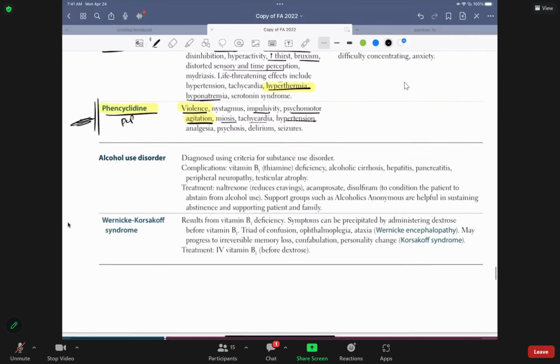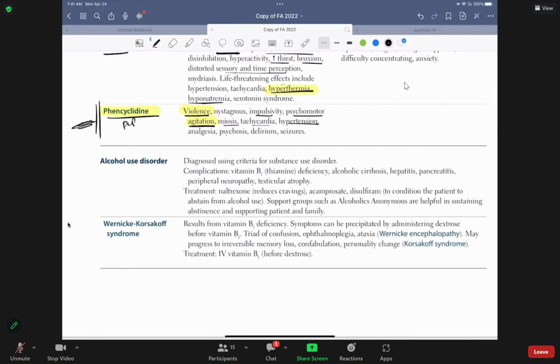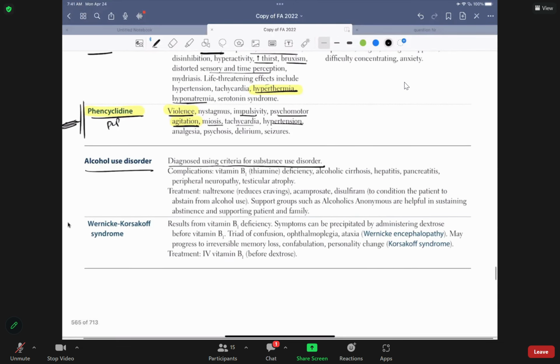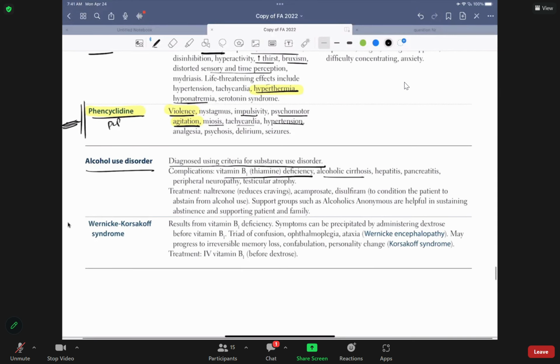Now, let's go to alcohol use disorder, okay? Alcohol use disorder is diagnosed using the criteria for substance use disorder, and the main complication is thiamine deficiency, okay? Because the more alcohol people drink, the more thiamine deficiency develops. It can become alcoholic cirrhosis, hepatitis, pancreatitis, peripheral neuropathy, testicular atrophy. All these things are effects or complications of alcohol use, folks.